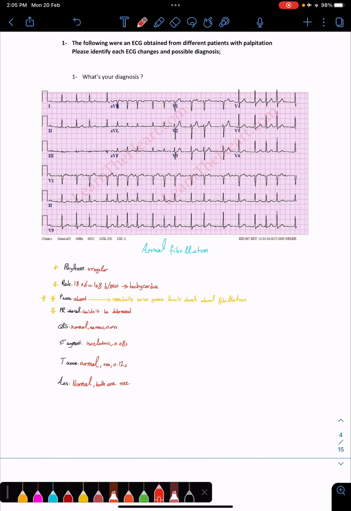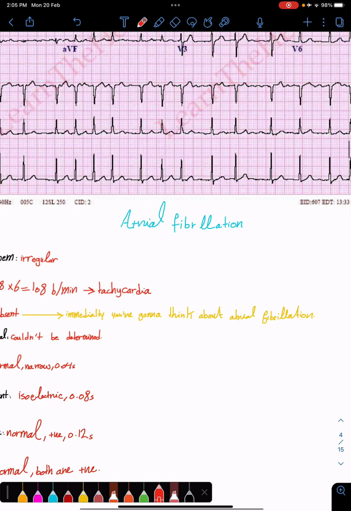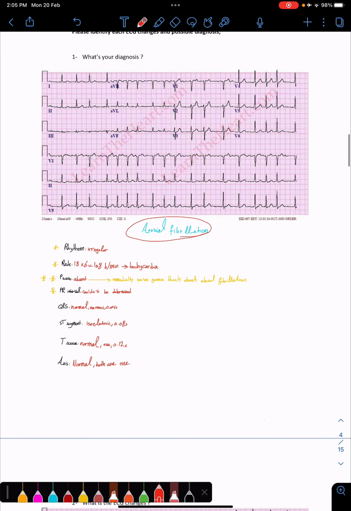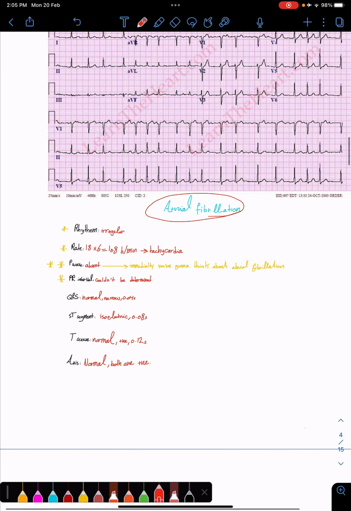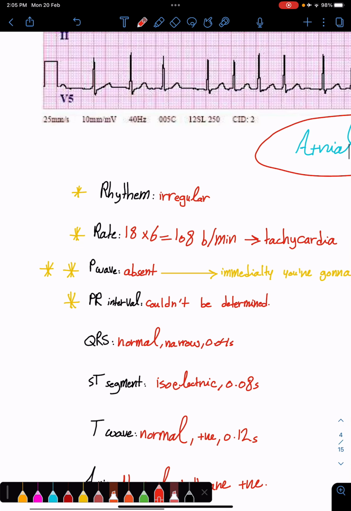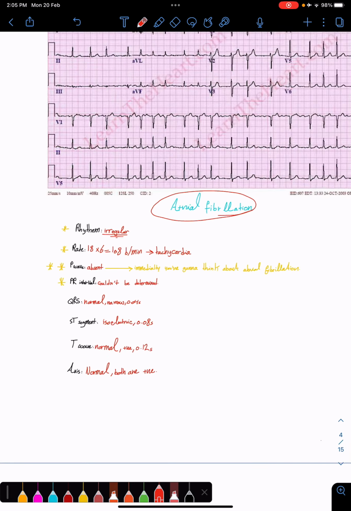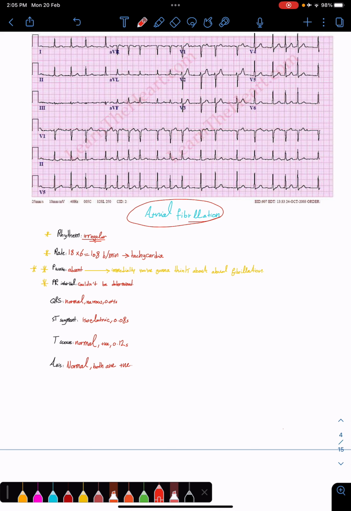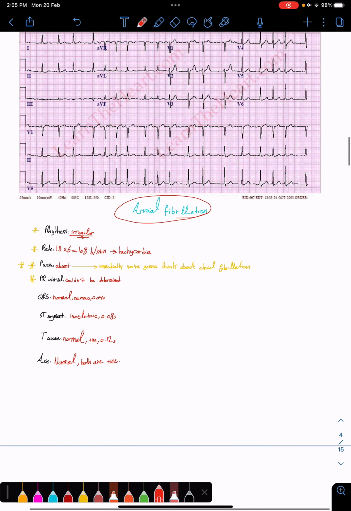Okay, hi everyone. I'm going to talk about atrial fibrillation. First of all, we're going to determine the rhythm. The rhythm in atrial fibrillation is going to be irregular. Okay, so irregular. When you take a look here at the rhythm, you're going to notice that it's irregular, since there's no equal distance between each R wave. So in atrial fibrillation, the rhythm is going to be irregular.